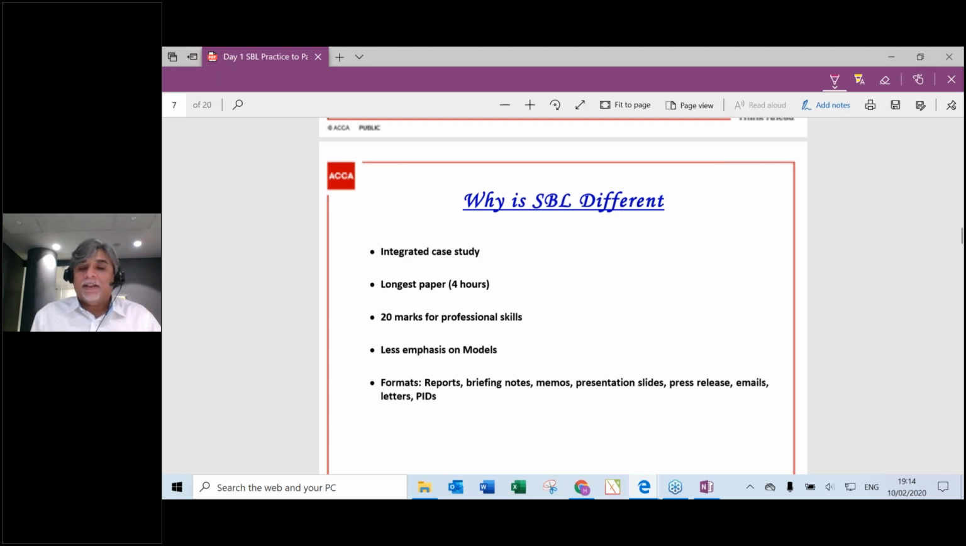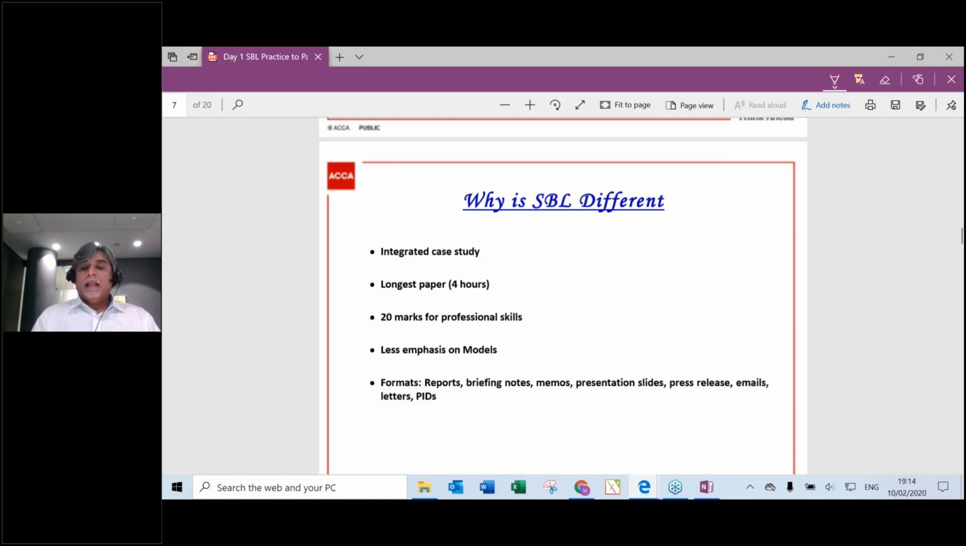The good thing about SBL is that the examiner has clearly defined that there are 5 professional skills, which are evaluation skill, analysis skill, which we will cover today, communication skill, commercial acumen skill, and skepticism skills. They have clearly defined these skills, and I would definitely make sure that you guys pretty much understand how to grab these cash marks.